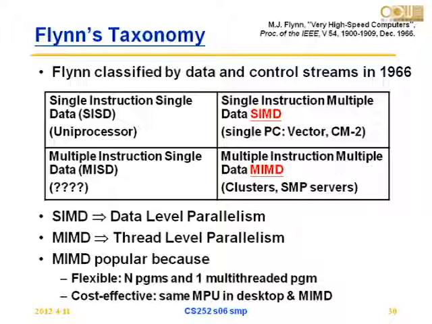Flynn's taxonomy is based on the number of instruction streams and the number of data streams, a very simple categorization: single instruction stream, single data stream; multiple instruction stream, multiple data stream; and the other two cases. This is easy. This is like your antique PC, single instruction, single data.